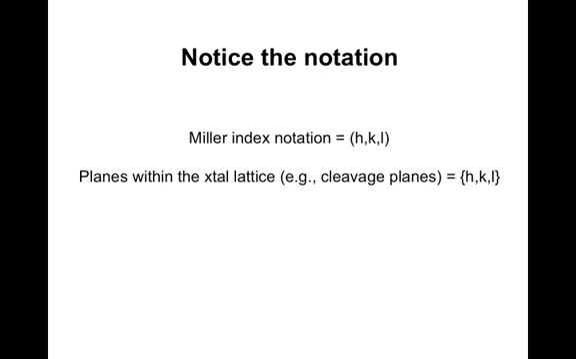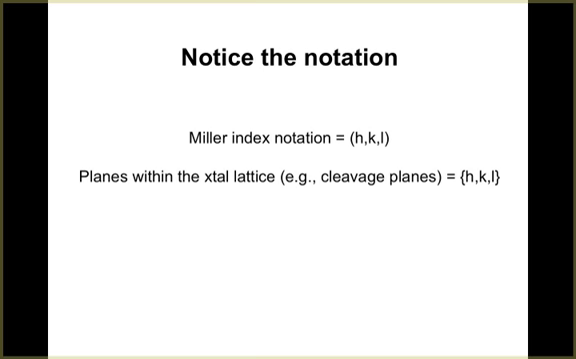So notice the notation. The Miller index notation uses 3 numbers, and sometimes 4 numbers, in parentheses. It will always be 3 numbers that are called H, K, and L for all of the crystal systems except for the hexagonal crystal system, which will have 4 values.